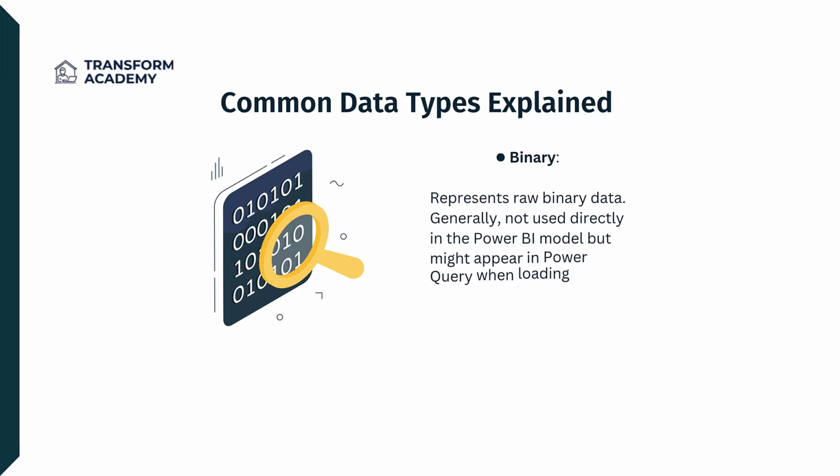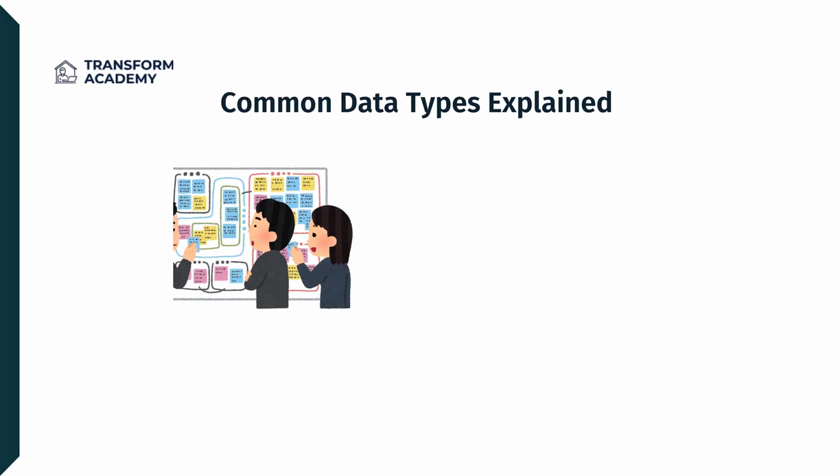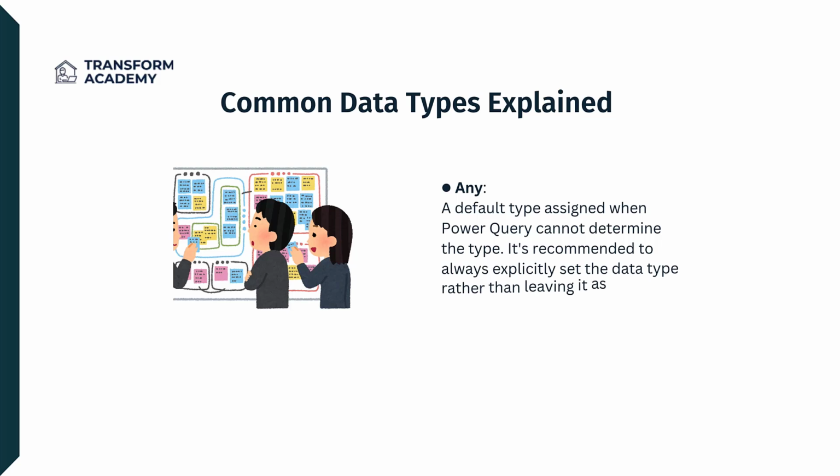Binary represents raw binary data, generally not used directly in the Power BI model, but might appear in Power Query when loading static file types. It needs conversion before loading. Any, a default type assigned when Power Query cannot determine the type. It's recommended to always explicitly set the data type rather than leaving it as any.